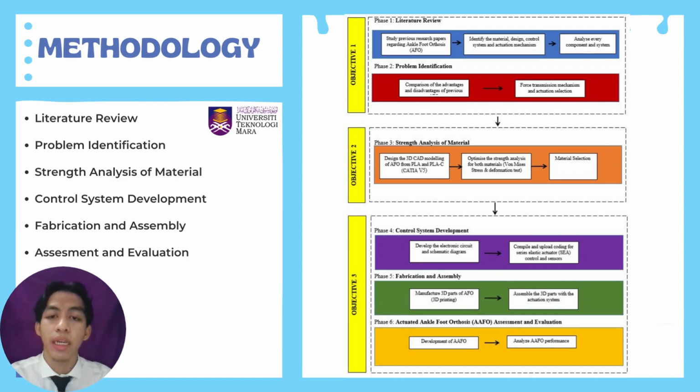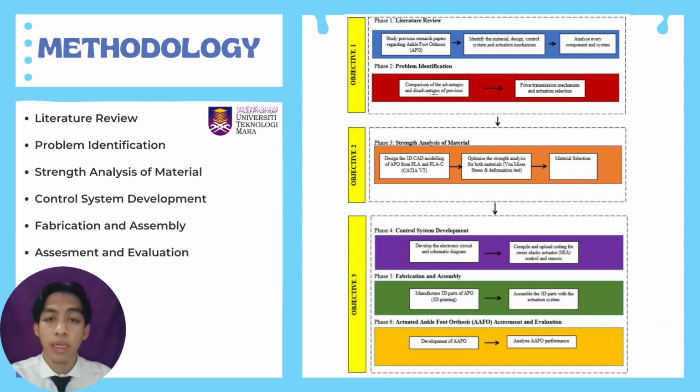First, we design the 3D CAD modeling of AFO from PLA and PLAC material by using CATIA V5 software. And then we optimize the strength analysis for both materials by using von Mises stress test and deformation test. And then we select the best material. Next is we develop the control system.